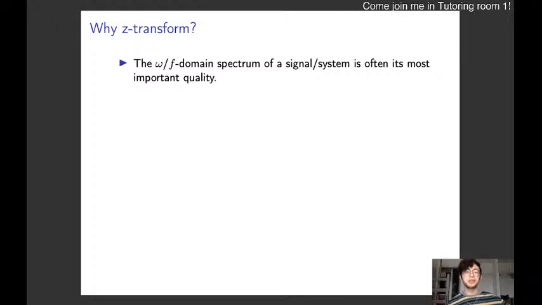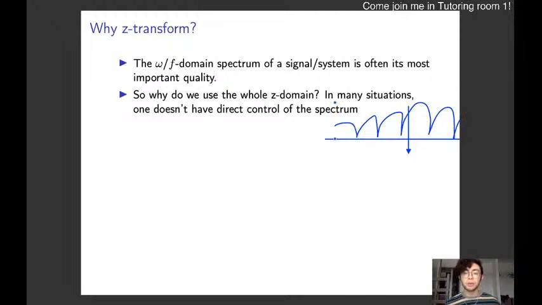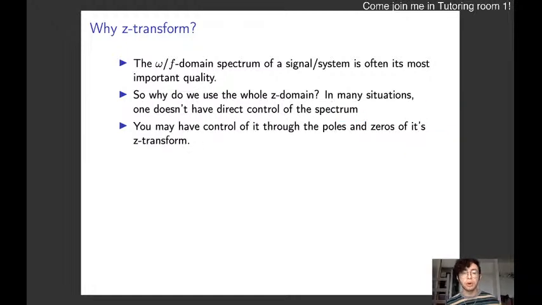The spectrum is usually what we're concerned with, but also the Z domain is what we usually have control over. We don't usually have actual control over the values that go in our spectrum. We have indirect control via what we call the zeros and poles of our transfer function, so the zeros and poles of our Z transform. We need to make sure that we can have control. Having control of the zeros and poles is usually a weaker condition than having direct control of the values in our spectrum.